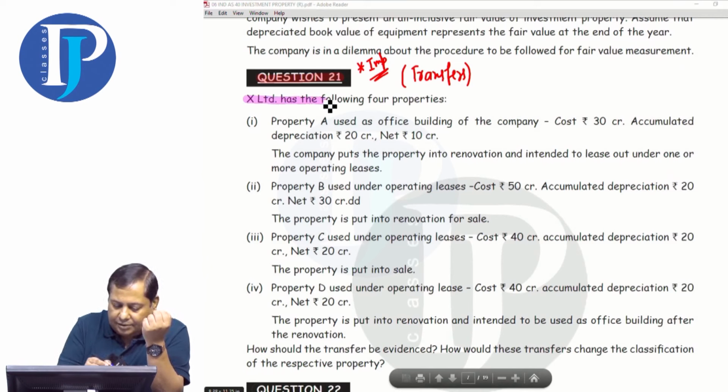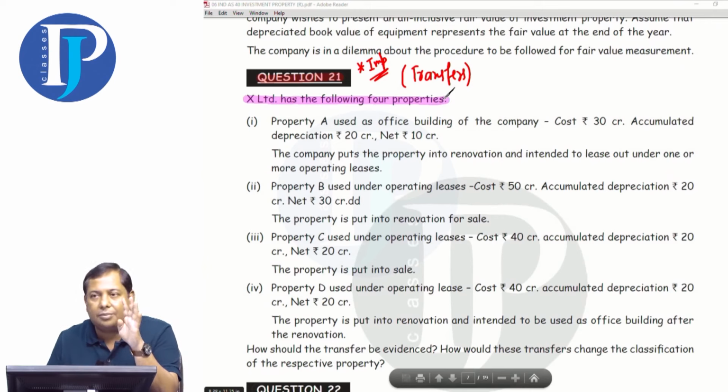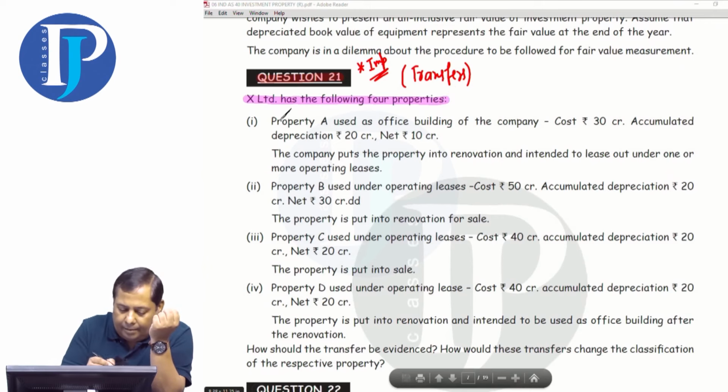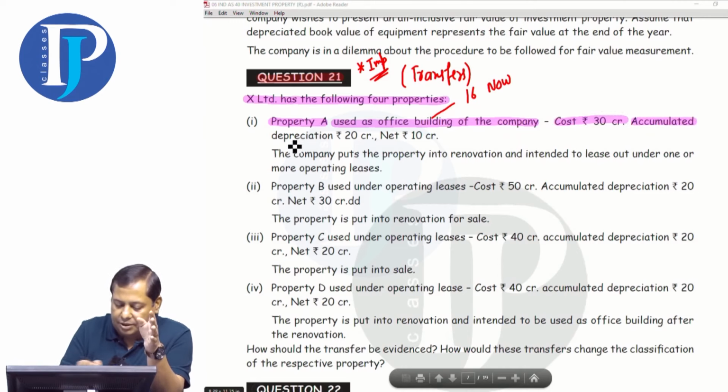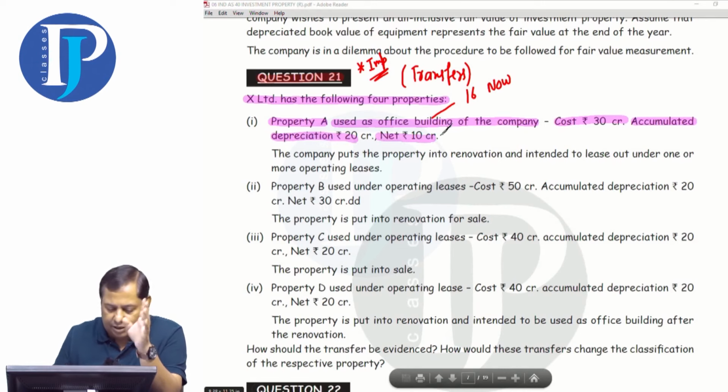The X Limited company has the following 4 properties. How many properties do they have? 4. Property A is actually used as an office building of the company. If property A is an office building, then Ind AS 16 is being applied now. The cost is 30 crores, the depreciation is 20 and the carrying amount is 10. 30 minus 20 is 10.